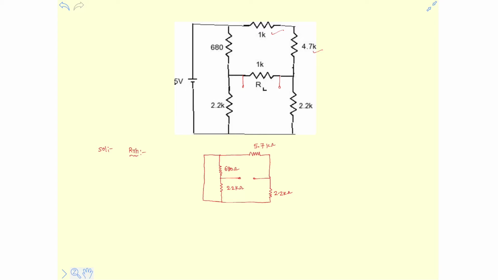Clearly this 680 ohm resistor and this 2.2 kilo ohm resistor are in parallel, because one end of both these resistors is connected at this location and the other end is connected at this location. So clearly these two resistances are in parallel. Let's calculate that. What is the resultant resistance?